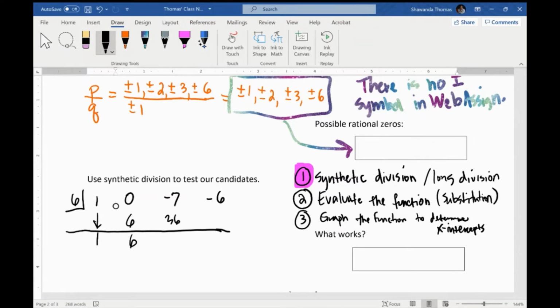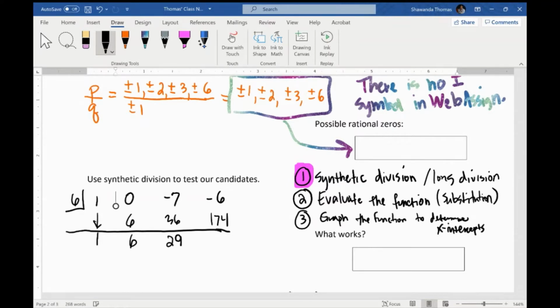43. No. 29. Y'all see it's not going, so it's already getting real big. We already know it's not going to work out. But let's keep on going. 29 times 6. 174.